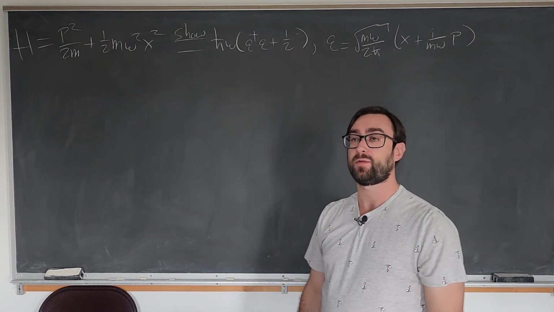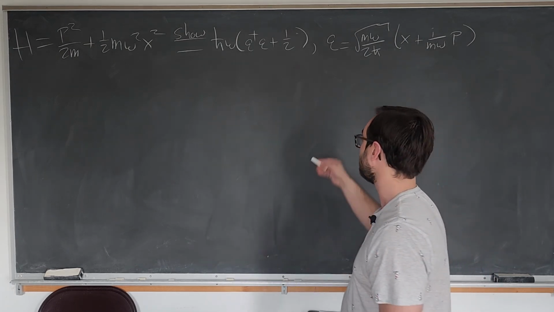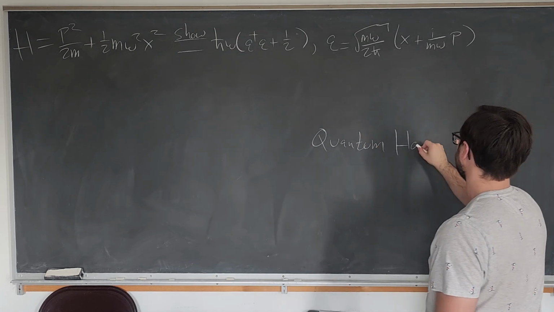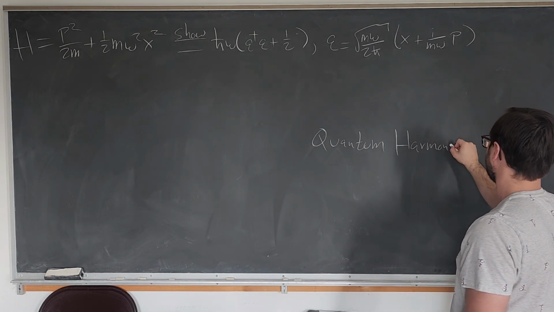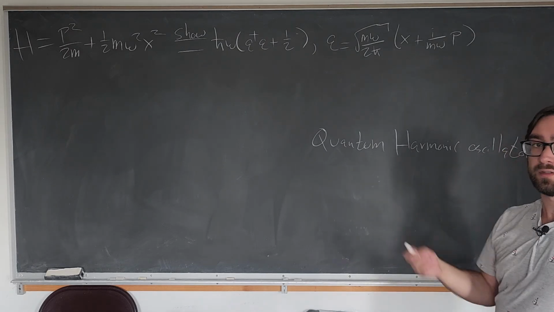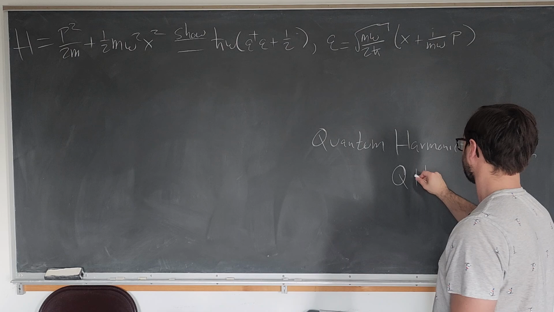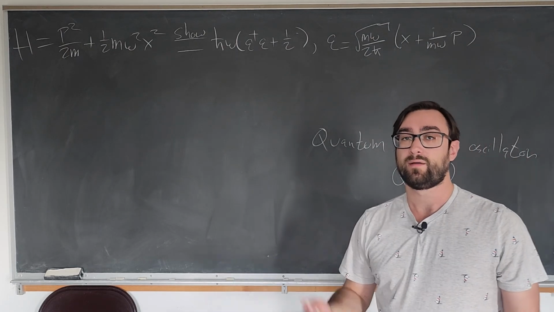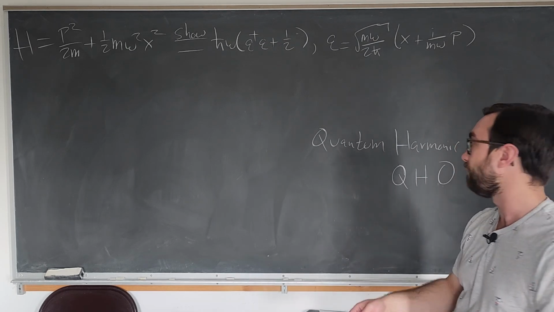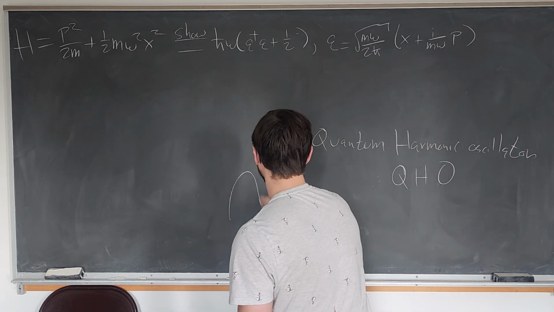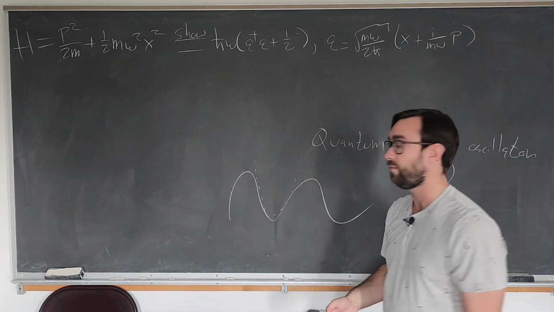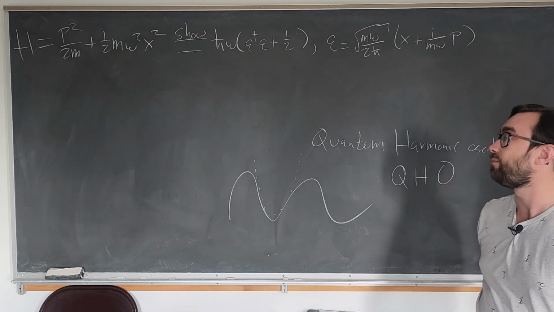Today we are going to be factorizing the quantum harmonic oscillator, or QHO for short. This is one of the most important Hamiltonians to study in quantum mechanics, since every potential around a minimum can be approximated to be a harmonic oscillator, which is why it appears everywhere.